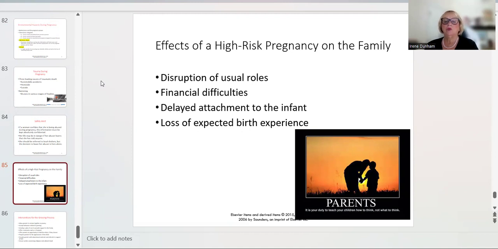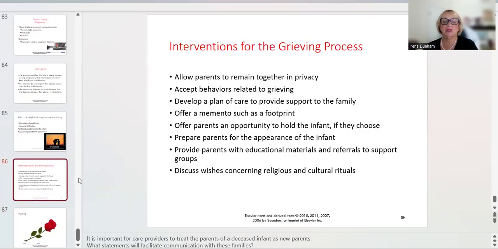When you have a baby and mom is sick, it's going to disrupt the whole family. Finances will be difficult. And of course, think about it: the baby gets whisked off to the NICU. And so you don't have that attachment, that bonding that's so needed. A high-risk pregnancy, such as the ones we talked about today, really does affect the pregnancy.